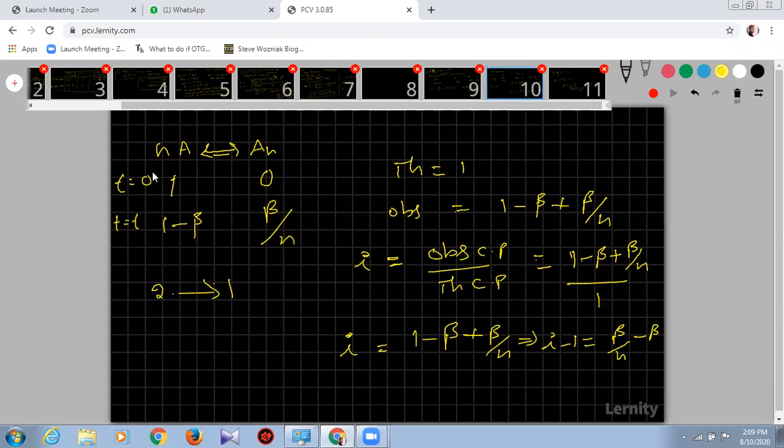Suppose 3 is there, trimerase. Trimerase in the sense, 3 becoming 1. Then what do you get here? Suppose 50 is there, they are getting trimerase, then 50 by 3 I can put. That's why I put beta by n here. I have put over here. Take that.